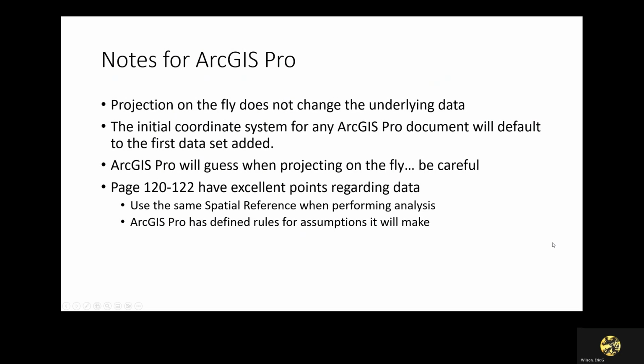The initial coordinate system for any ArcGIS Pro document will default to the first data set added. So like I was just saying, if your first data set you add is in GCS or state plane, all the other data sets are going to be keying off of that so that things show up correctly. It does not change the underlying data. And that's very important. When you're doing spatial analysis, you should really try to get all of your data projected into the same spatial reference, so that the analysis agrees with itself essentially.